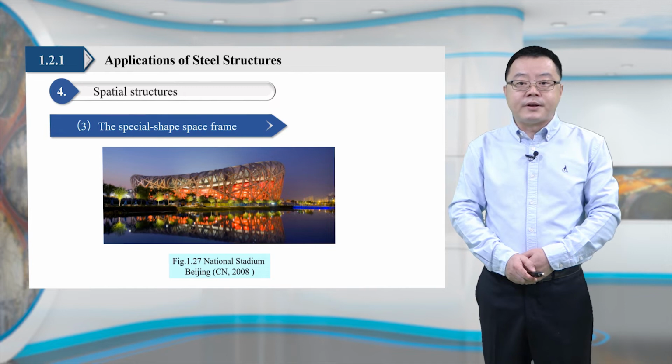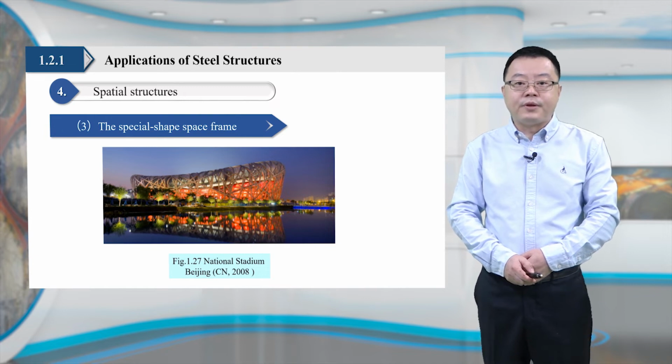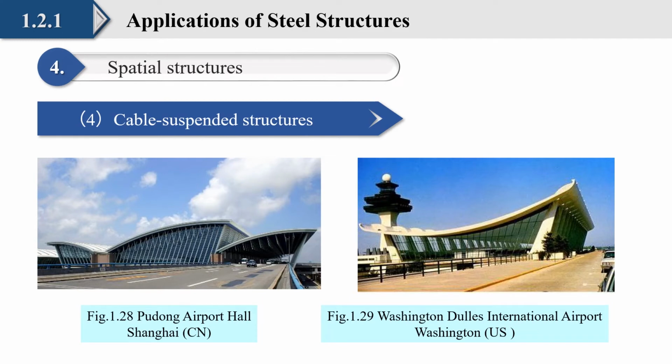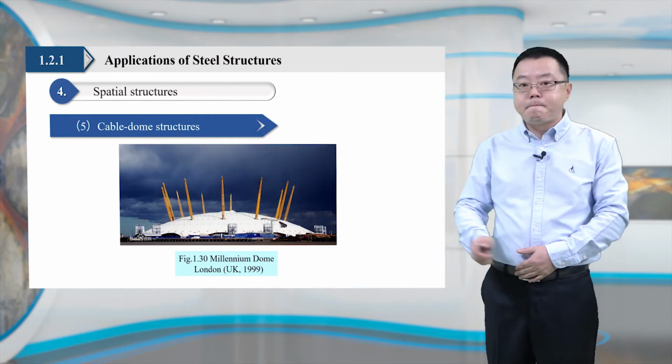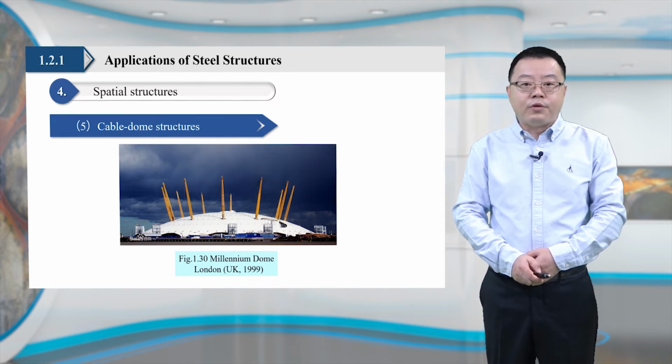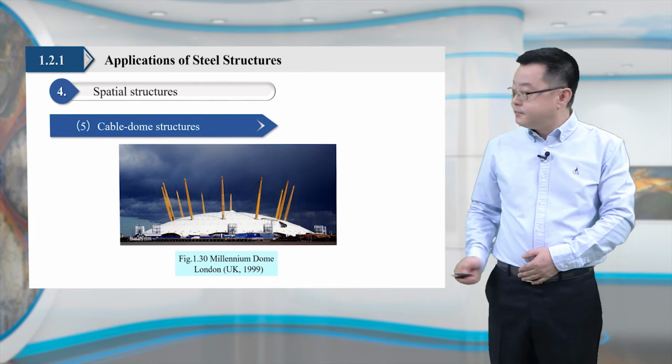The special-shaped space frame has been used in some unique landmark buildings. For example, the national stadium was the main stadium for the 2008 Olympic Games. Cable-suspended structures have many applications in airport buildings. Architects widely love cable dome structures for their beautiful appearance.